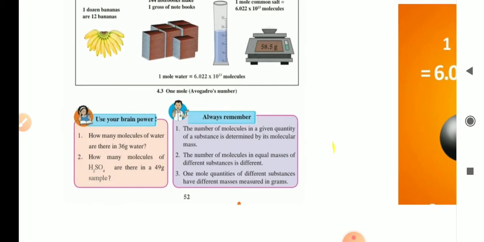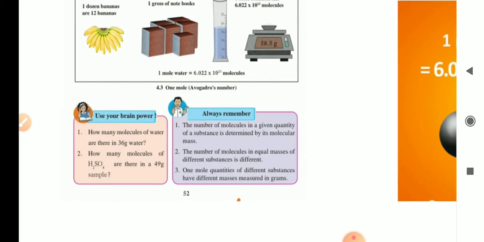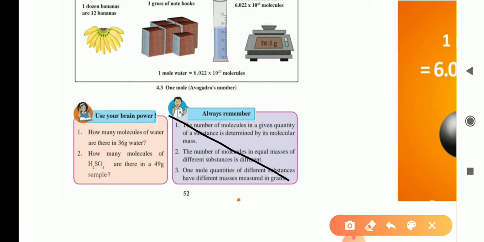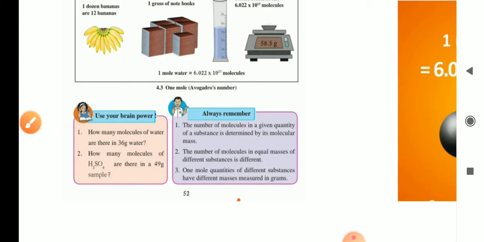Always remember. Now, let us use the brain power.